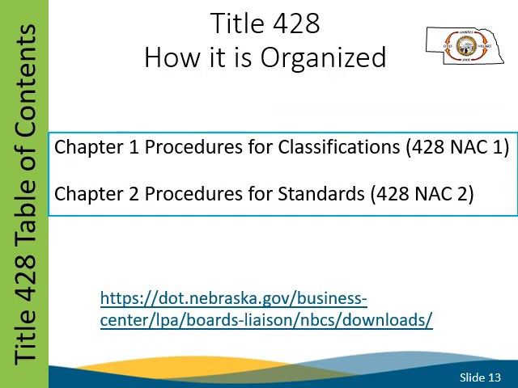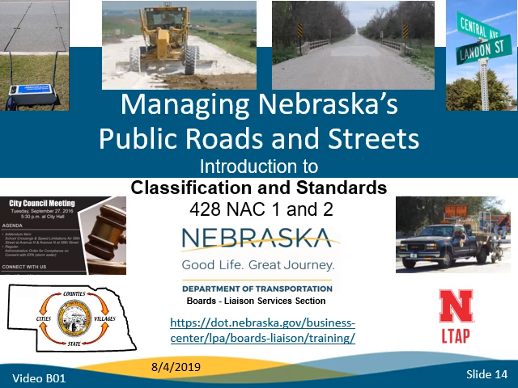There are two chapters in 428 Nebraska Administrative Code. Chapter 1 has procedures for classifications, and Chapter 2 has procedures for standards. This has been an introduction to the videos that will address Nebraska's system of classification and standards.